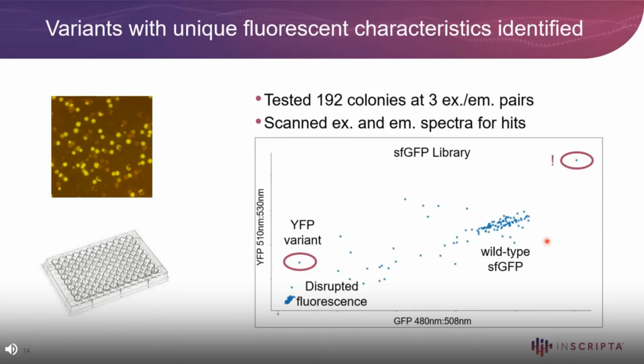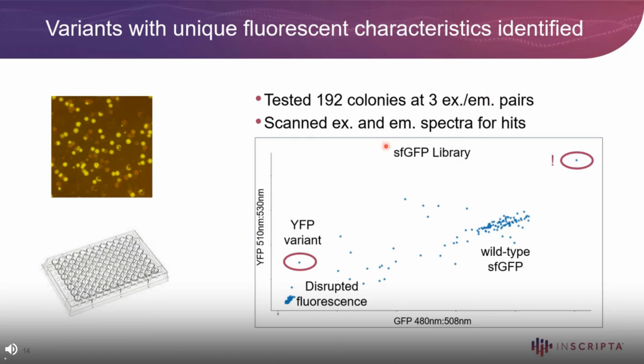So after that library was built in E. coli, and you can see here's an example of some of the fluorescent colonies that were obtained after the library building. In total, 192 colonies were screened through this workflow. They were tested at 3 different excitation and emission pairs using either YFP, GFP, or BFP excitation and emission wavelengths.